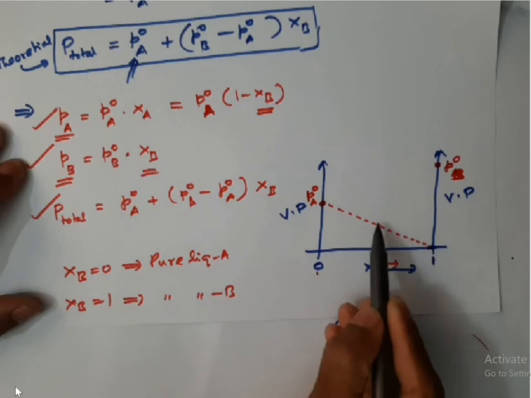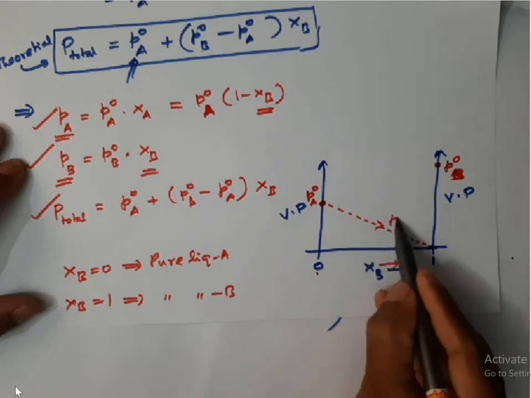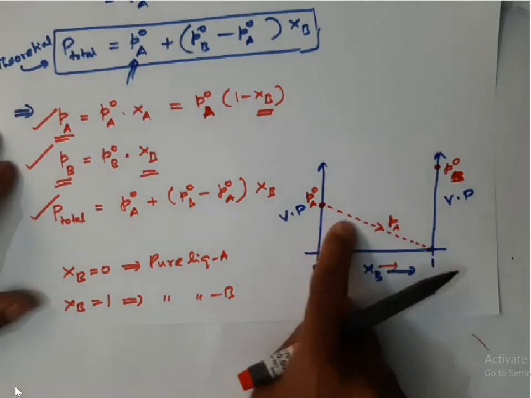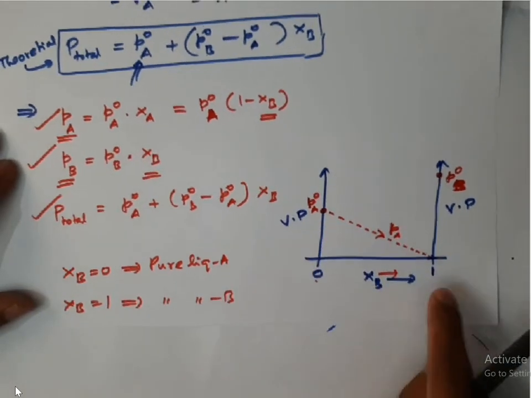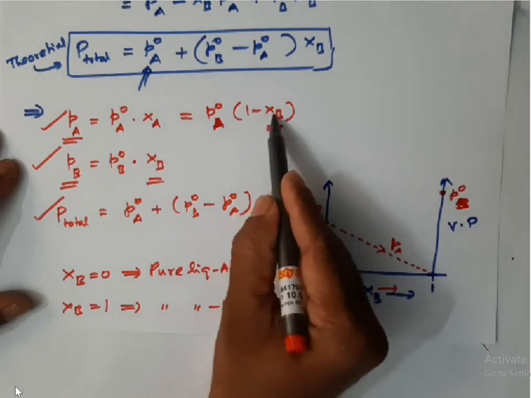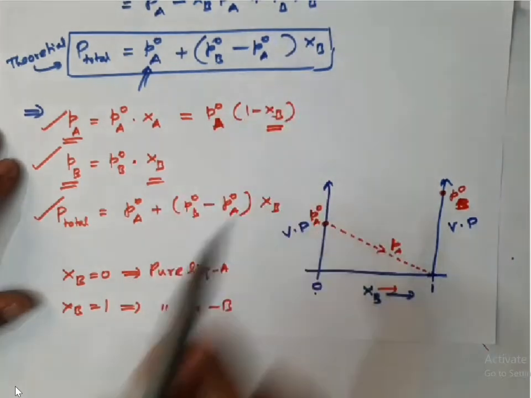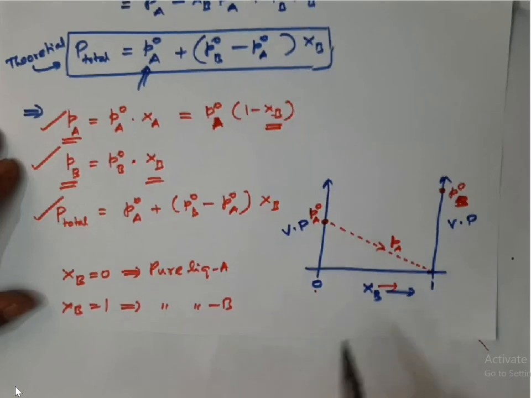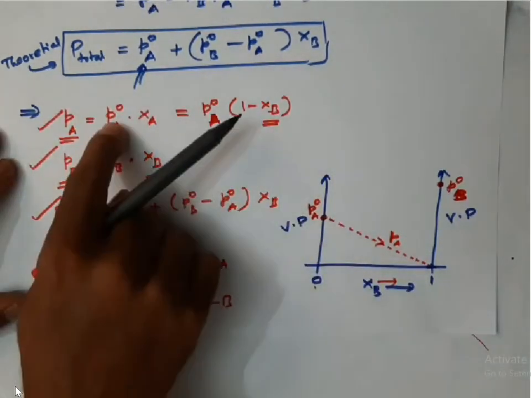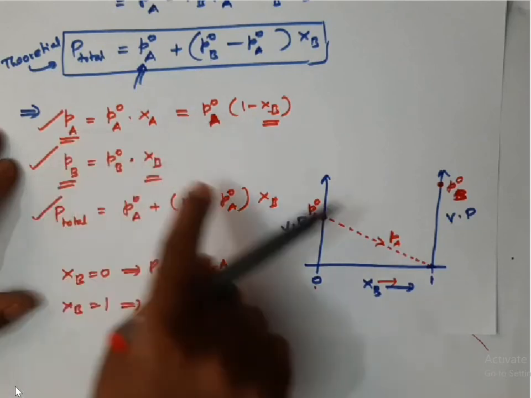I'm just showing this is vapor pressure of A, or partial vapor pressure of A. Partial vapor pressure of A decreases as the mole fraction increases. Why? Because if mole fraction xb increases, we are taking 1 minus xb, so 1 minus xb will decrease. Therefore partial vapor pressure of A decreases.